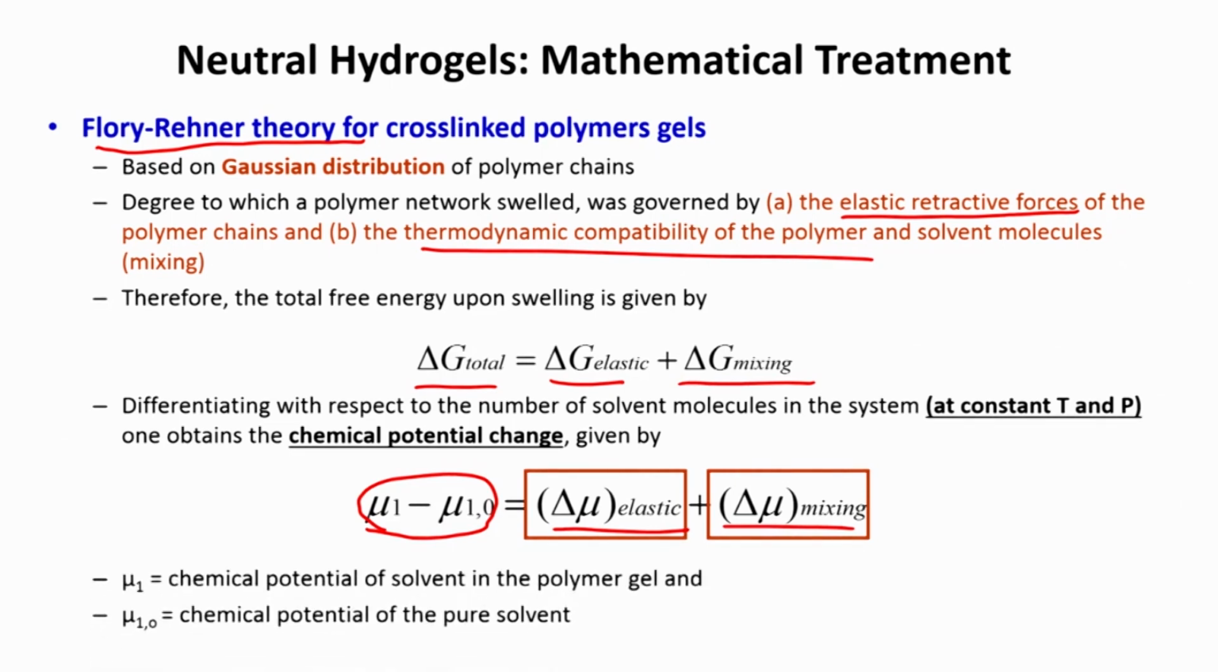So, again as I said, mu 1 is the chemical potential of the solvent in the polymer gel, as well as mu 1 0 is the chemical potential in the pure solvent. So, we are assuming that it was formed in some pure solvent and then it is mixed into this new solvent now in the polymer gel.